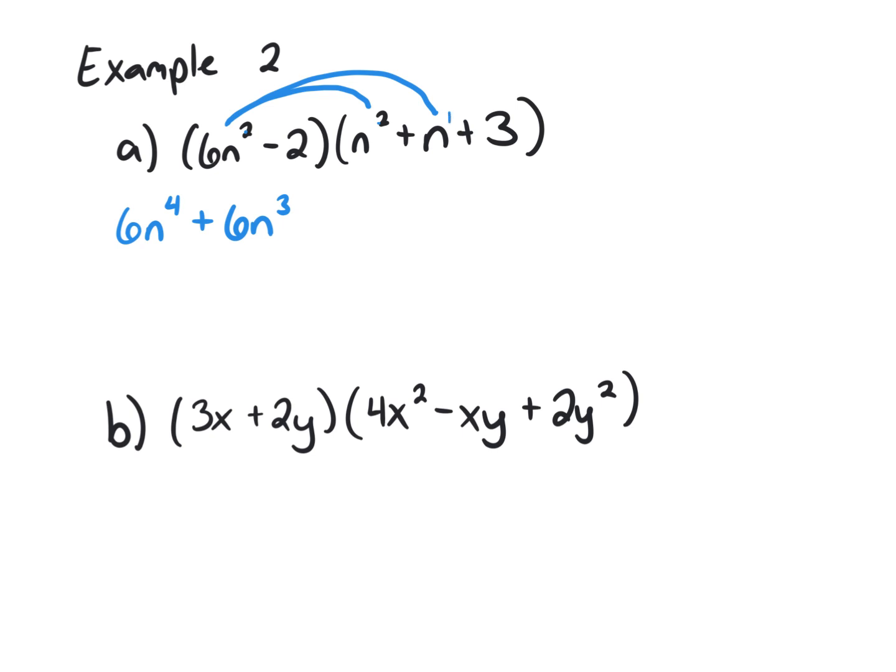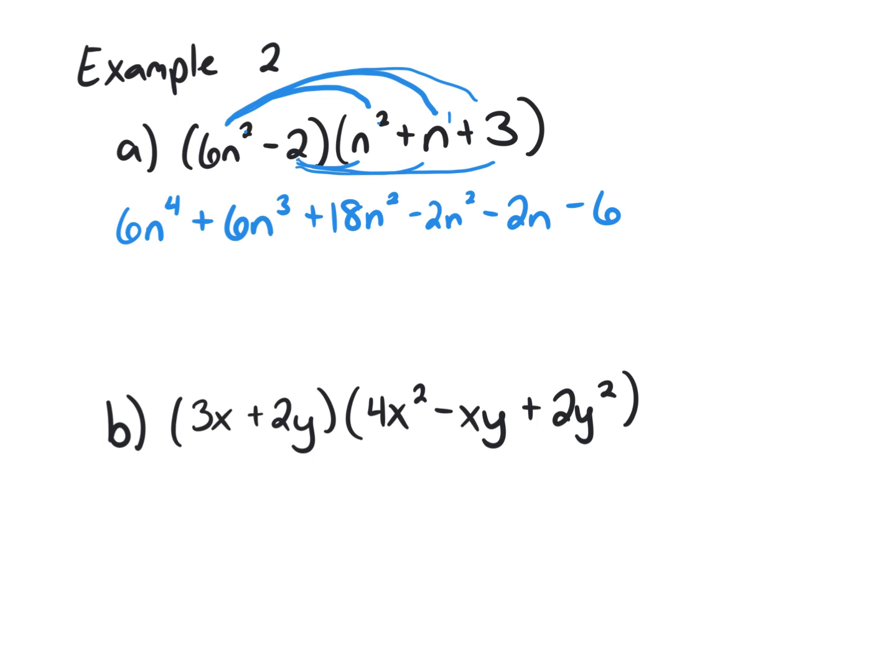And then lastly, take 6n squared times 3. 18n squared. What do I want to move on to next? The negative 2. What's negative 2 times n squared? Negative 2n squared. Negative 2 times n? Negative 2n. And then lastly, negative 2 times 3. Negative 6. Are there any questions up until this point?